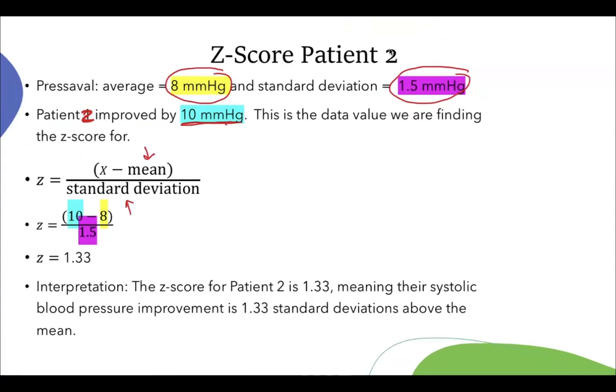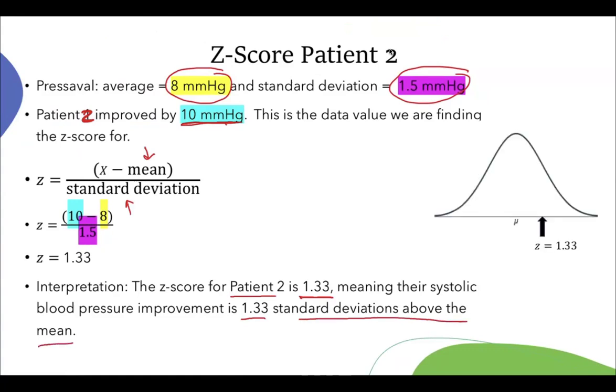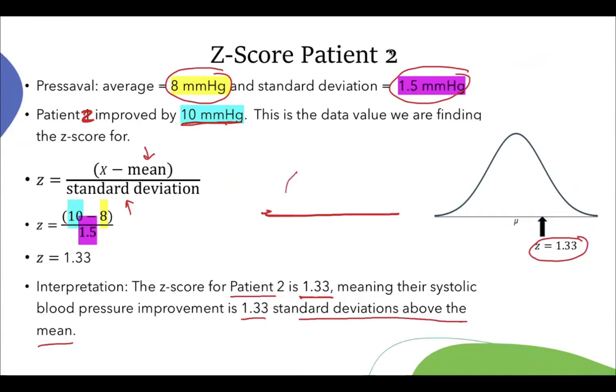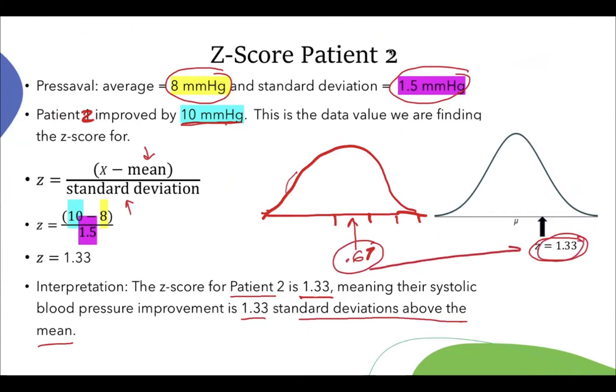And so to interpret this patient's z-score, this is patient 2 with a 1.33 z-score. It means their improvement is 1.33 standard deviations above the mean. So here's the picture, 1.33. So now if we do a comparison between the two of them, patient 1 was 0.67 above the mean, and patient 2 is 1.33 above the mean. When we do the comparison, we see that patient 2 has the better improvement relative to the group that they took that drug. So the patient with Pressivol has the more improvement in their group.